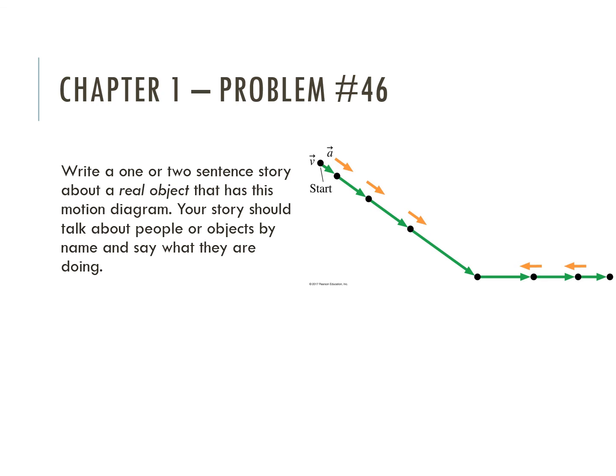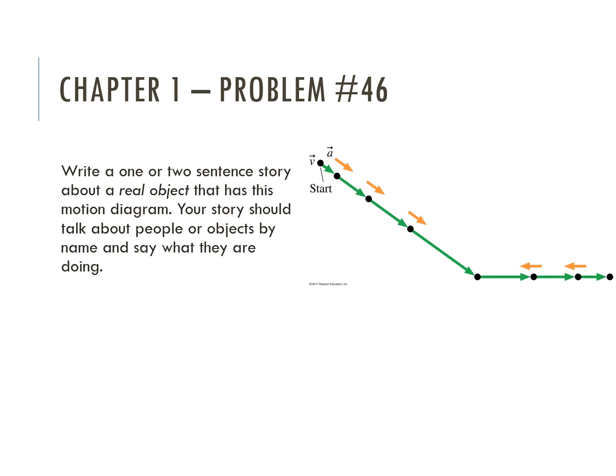So here we have a motion diagram. It is a two-dimensional one. So we have our velocities given, and then we have the accelerations as well. In this question, you're being asked to write a 1 or 2 sentence story about a real object that has this particular motion diagram, and you should be explicit. So go ahead, pause the video, and solve or write out your story.